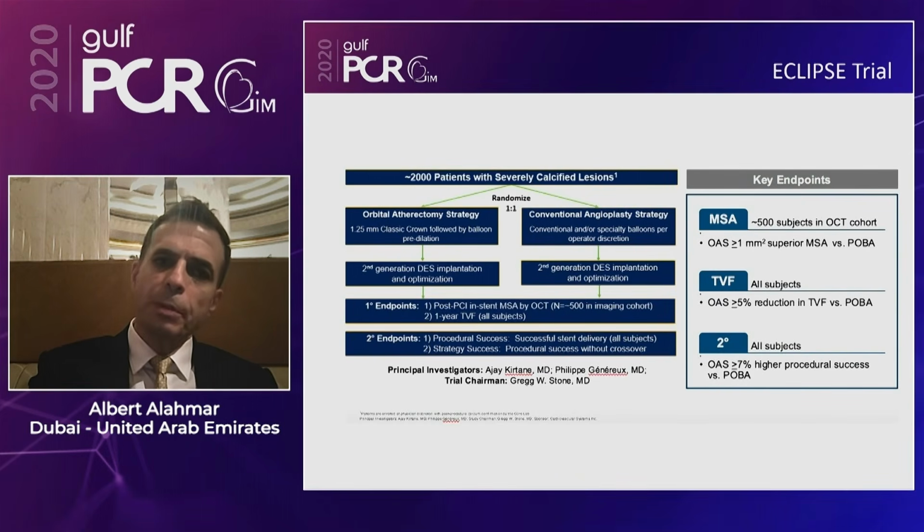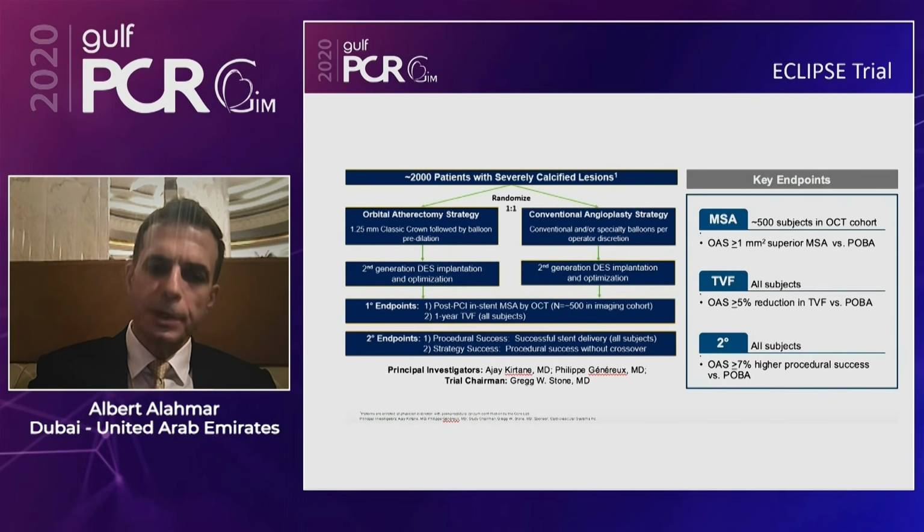We probably, all of us, have seen the ECLIPSE trial that was presented at TCT, and it was really showing some promising results in favor of orbital atherectomy. We're talking target vessel failure, we're talking about MSA, and as you can see, the randomization was done in a sizable number of patients, 1-to-1. When he presented the data, it was really promising.